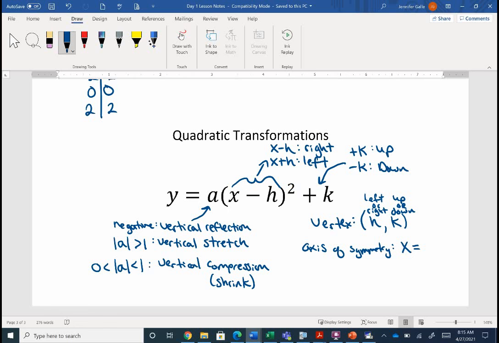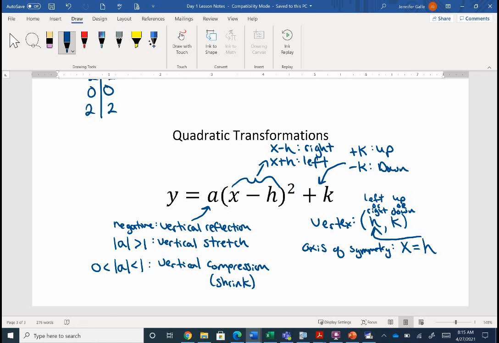Now the axis of symmetry is x equals, and what we saw yesterday, I was drawing a lot of lines yesterday, it was always the x value of your vertex. Because remember, the axis of symmetry goes right through your vertex. So it's whatever the x value is at your vertex. Axis of symmetry is x equals, so we need the x value.